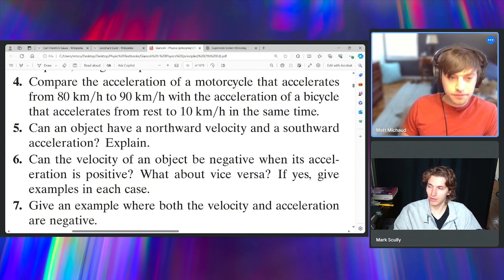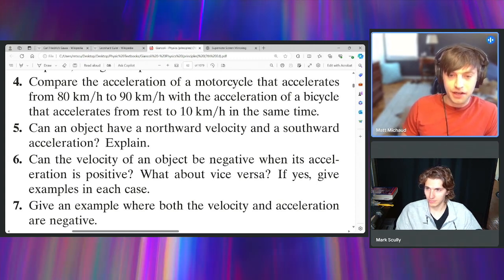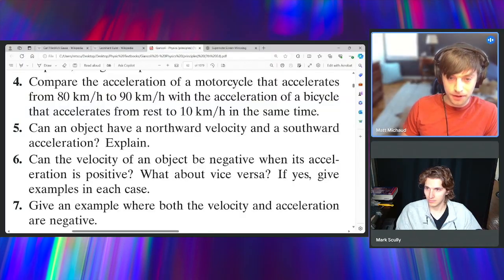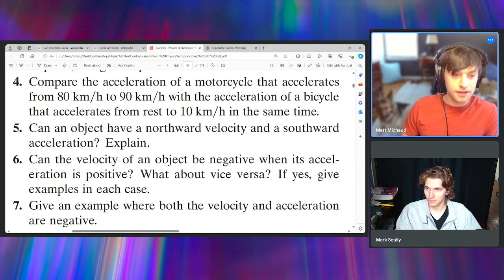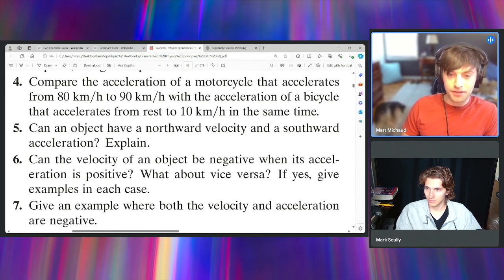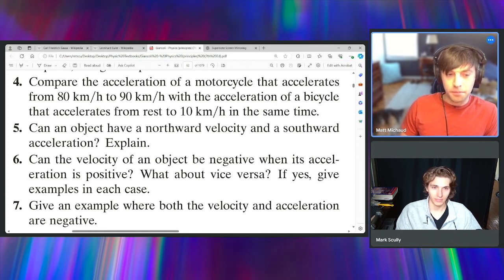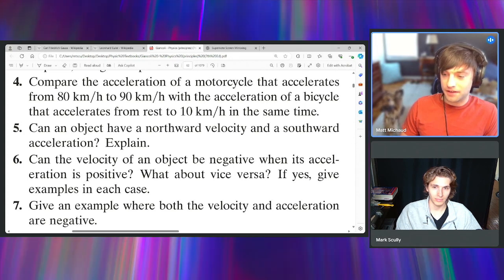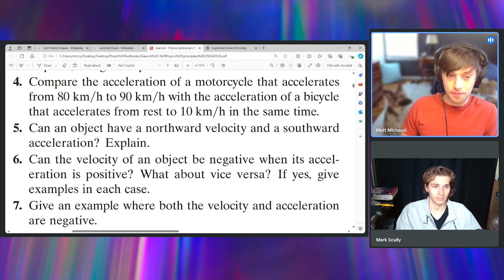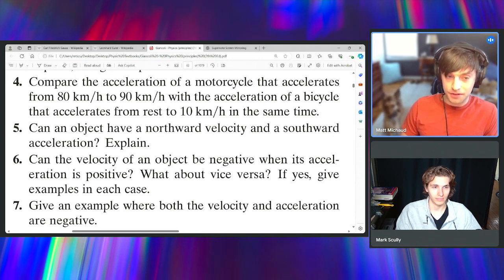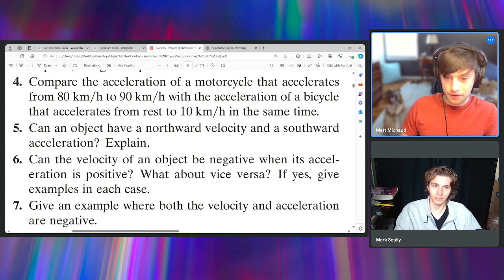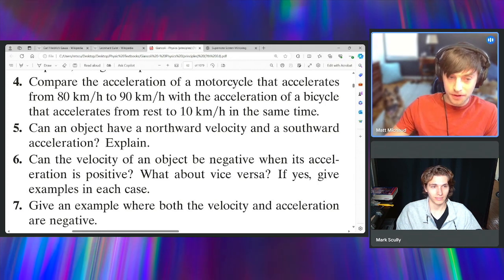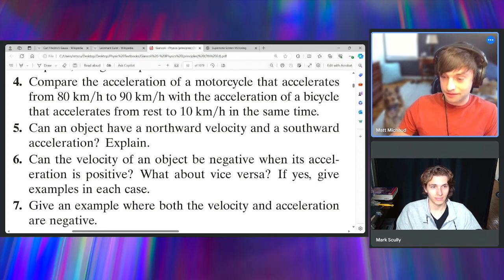Next up is number four. Go ahead and read this one. Compare the acceleration of a motorcycle that accelerates from 80 kilometers per hour to 90 kilometers per hour with the acceleration of a bicycle that accelerates from rest to 10 kilometers an hour in the same time. Both of these scenarios accelerate by 10 kilometers per hour in difference, one from the speed of 80 kilometers per hour and one from rest. So the main difference is one is coming from movement and the other is coming from nothing.